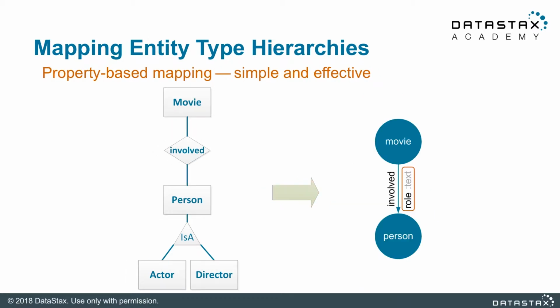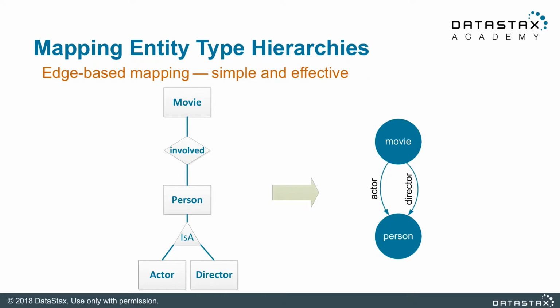Here we see the property-based mapping approach, which is both simple and effective. The key thing to notice here is that we have used an edge property to describe the role a person held when they were involved with a particular movie. This approach is complete, and it could be the right choice in certain situations, but let's take a look at one more option. Here we're using edge-based mapping, which tends to be my favorite. We use edge labels to give meaning to the semantics of the relationship. A model like this will make it easy to write natural traversals that are self-describing and easy to maintain.